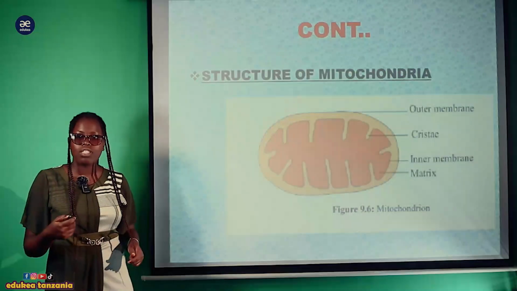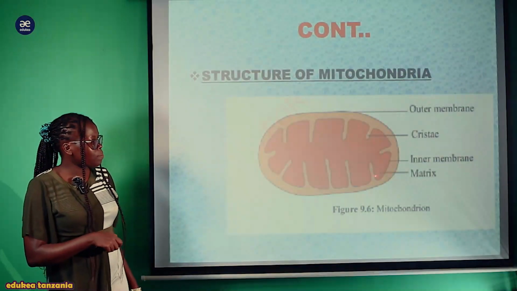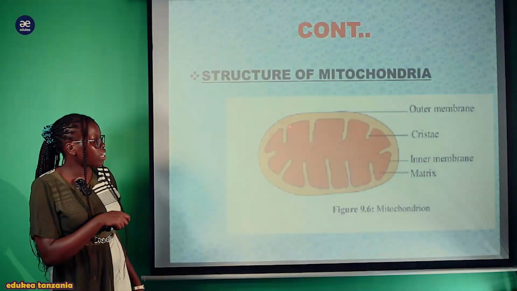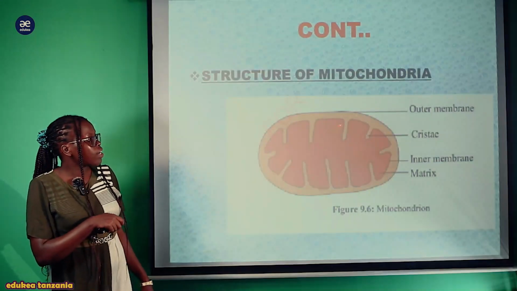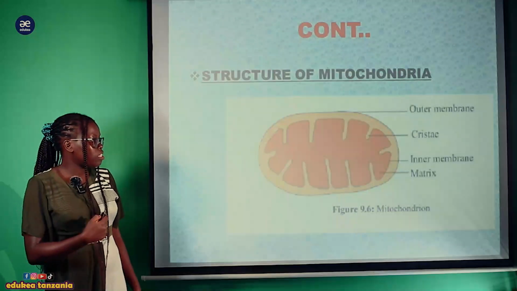And this one is the matrix. Why is it folded? It is folded to maximize the surface area, and also to reduce the speed of anabolism and catabolism activity. So that is the structure of the mitochondria.